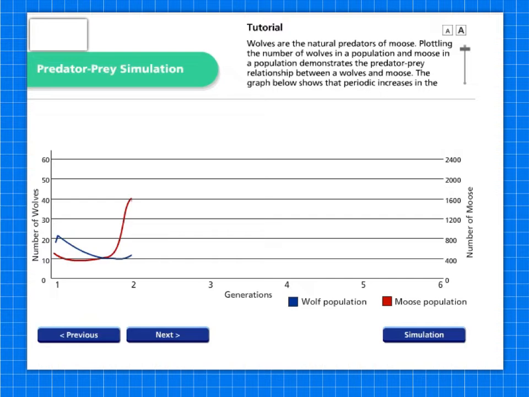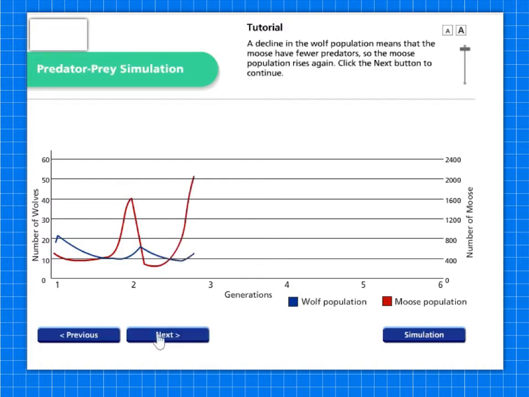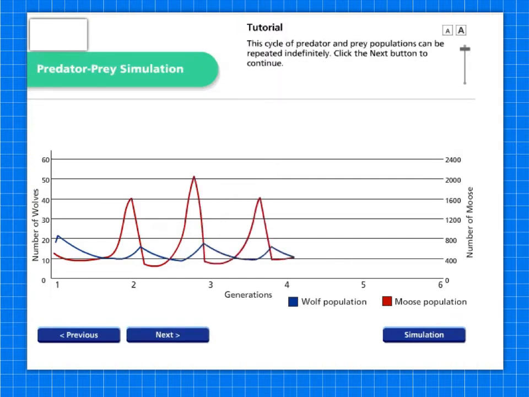So what you can see is that the moose population increases significantly whilst the wolf population decreases. You'll then see a sharp decline in moose numbers and an increase in wolf numbers. And this continues on. Now, as you can see, the predator number is always lagged behind the number of prey.